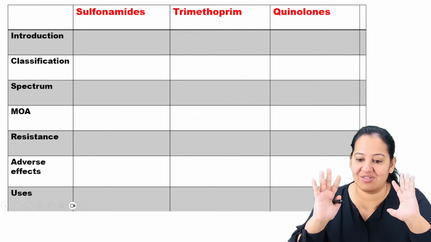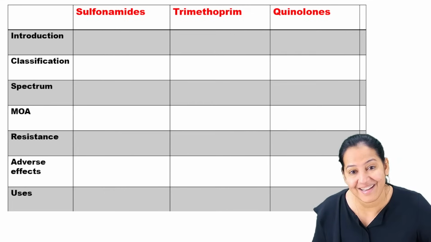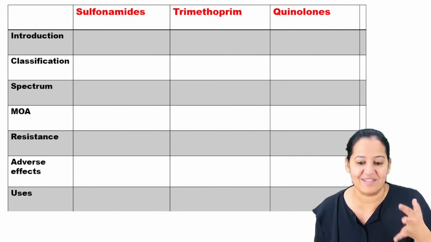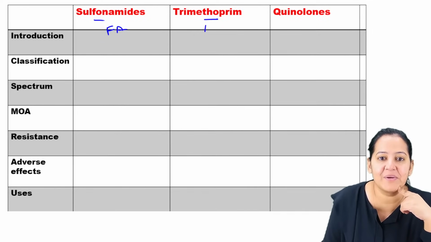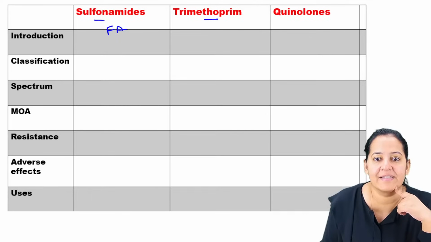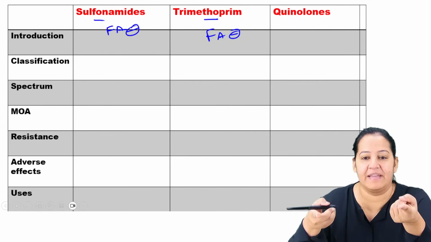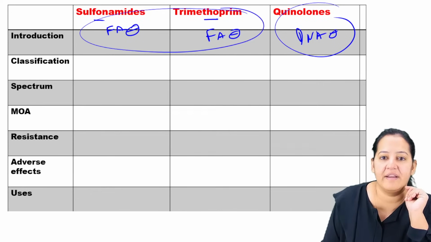So we will fill this master table and finish one more chapter, that is nucleic acid synthesis inhibitors. The previous ones were protein synthesis inhibitors, and these are nucleic acid synthesis inhibitors. These two are indirect. They inhibit folic acid synthesis, not DNA directly, and because of folic acid they inhibit DNA. This one directly inhibits DNA, so this one is the direct inhibitor. These two are indirect inhibitors.